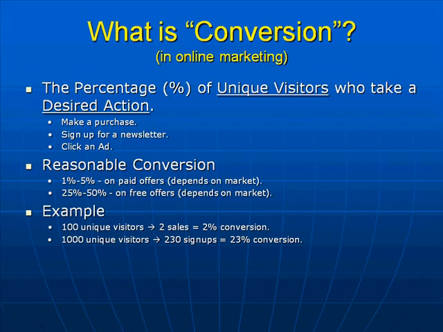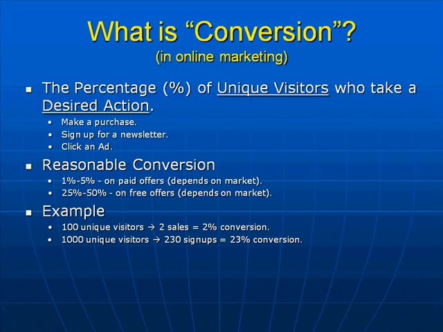Let's go ahead and turn this into some real numbers. That means out of 100 unique visitors, if I had 2 sales, that means I have a 2% conversion rate. So 100 people visited my site, 2 people made a purchase, that's 2%. If I was offering a newsletter and 1,000 people came and they saw the offer and 230 of them signed up, that's a 23% conversion rate.